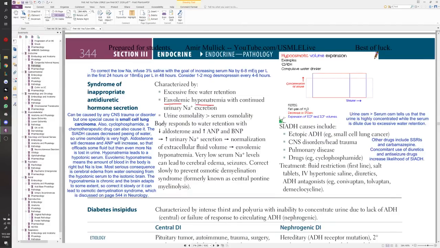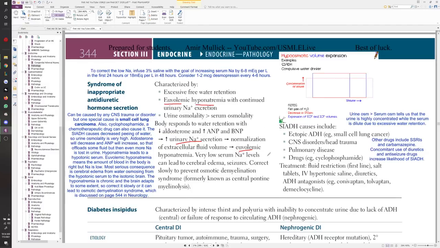And then watch how your body tries fixing it. The body responds to water retention with decreasing aldosterone and increasing ANP and BNP, which then causes you to lose even more sodium, further worsening this. Right? This is what's really unfortunate. All of this is what normalizes the extracellular fluid volume and lets the person be euvolemic. So your body is able to maintain volume, but you're still hyponatremic.